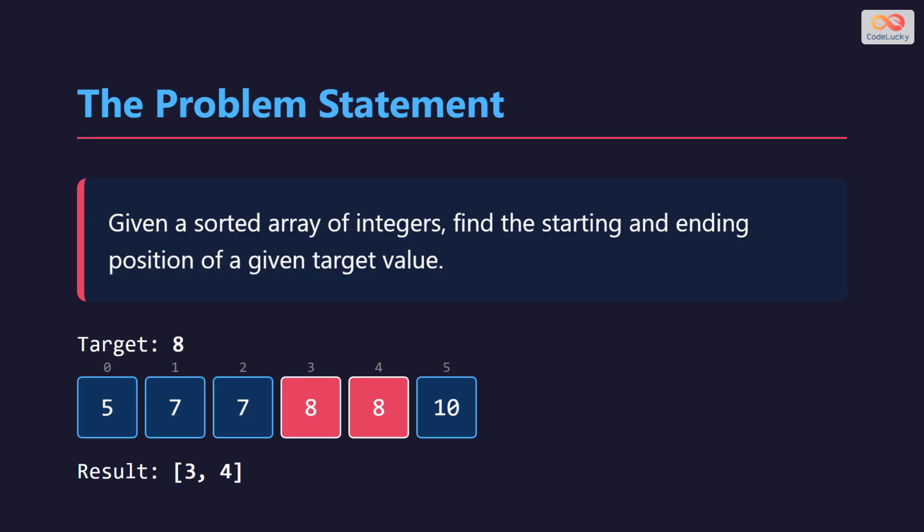Let's begin by understanding the requirement. You are given an array of integers that is already sorted in ascending order. You are also given a target value. Your task is to return the starting and ending indices of that target value. For example, if the target is 8 and it appears at indices 3 and 4, you should return 3 and 4.